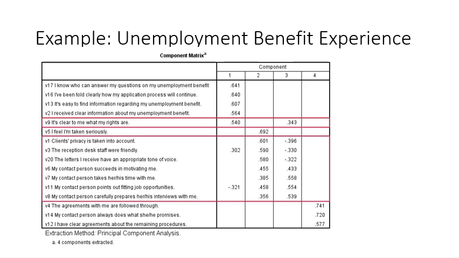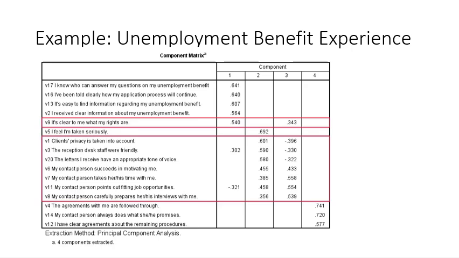You can see this item in red also has high scores on component 1, but it's problematic because it also has kind of a high score on component 3. And so this suggests that maybe this isn't a super good item to leave in here if we're trying to measure this construct of information provision. So the item, it's clear to me what my rights are, is a little bit messy.